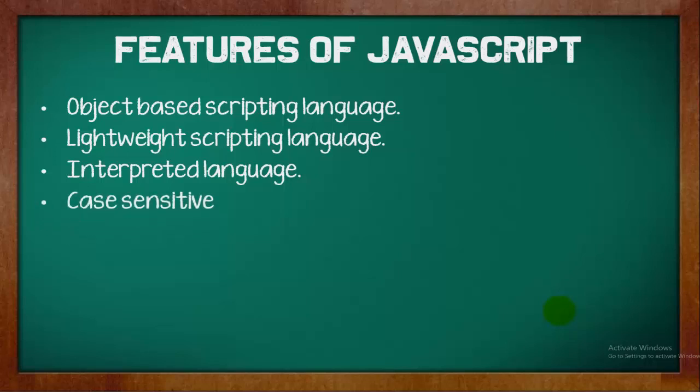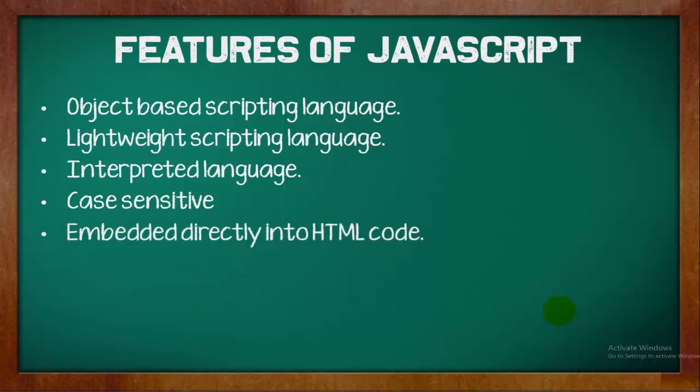The fourth and the main one is case sensitive. I think this term is very familiar to you. In C and C++ also, whatever programs, variables, and functions we declare, all are case sensitive in nature. That means if it is in small letter, you have to provide it in small letter. If it is in capital, you have to provide it in capital. You can't change the cases. They are very case sensitive in nature.